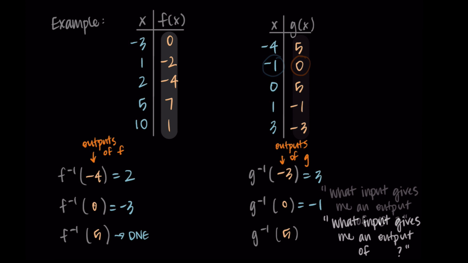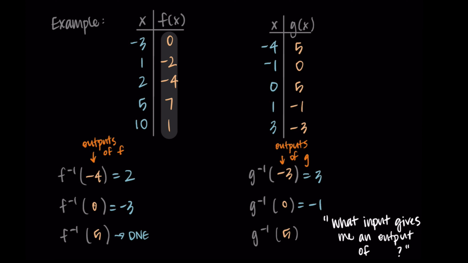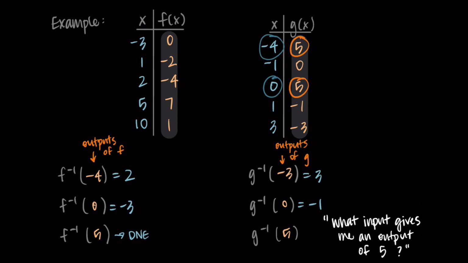Then lastly, we have g inverse of 5. This is saying which input gives me an output of 5. Now, this is where things get a little odd. I'm noticing that 5 shows up twice as an output. So the input of -4 corresponds to the output of 5, and the input of 0 corresponds to an output of 5. So I have a hard time answering this question. I'm not sure which to pick. I could say that it's -4 or 0, but what we want to be able to do when we're talking about an inverse is know exactly which input it came from.